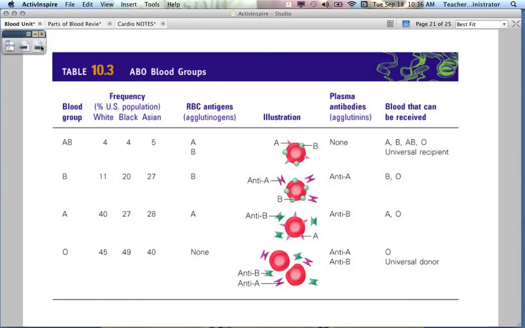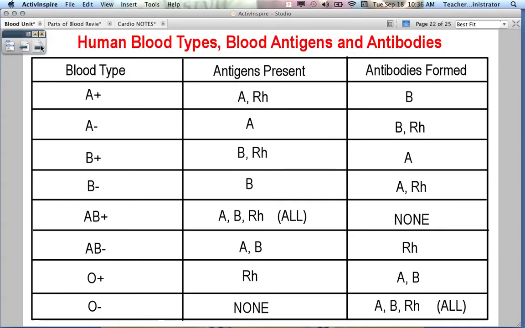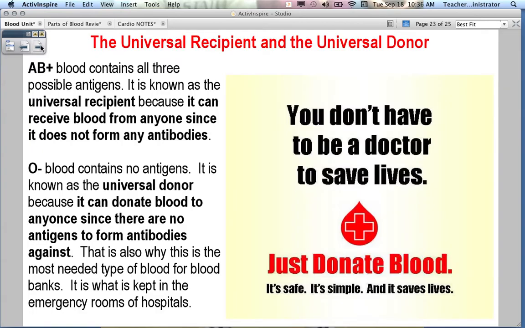This just goes through the different blood groups. We'll talk about this more in class, and we'll break down what are the most common blood types in the United States and what are the least common. This chart will deal with a lot. We want to make sure that you know all the 8 blood types, and you know what antigens each blood type possesses, and then you know what antibodies would be formed if they came in contact with a foreign blood type. Then we also will use that to figure out who you can donate blood to and who you can receive blood from for each of the 8 blood types.